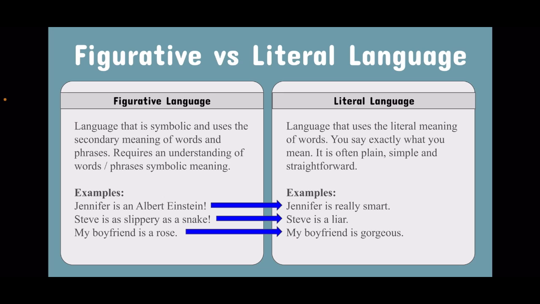Now, they don't mean that Steve is an actual snake or that Jennifer is actually Einstein. What these are doing is using the symbolic and figurative meaning of these words. For example, Albert Einstein is known for being very smart. So when they say Jennifer is Albert Einstein, they really mean that she's just very smart. Same thing with the second sentence. Snakes are associated with lying and deceit. So when Steve is described as slippery as a snake, they are meaning that Steve is a liar or deceptive.